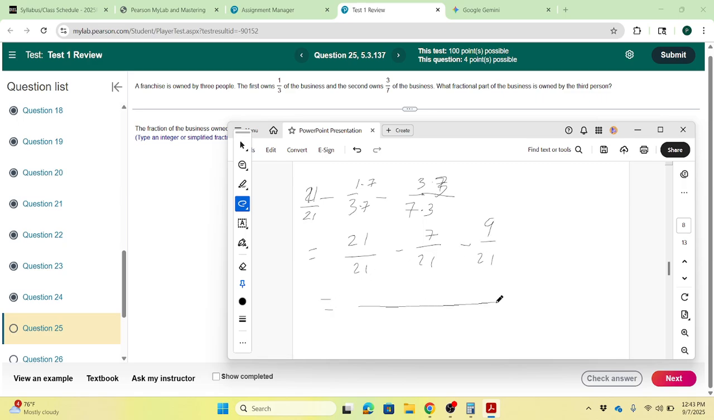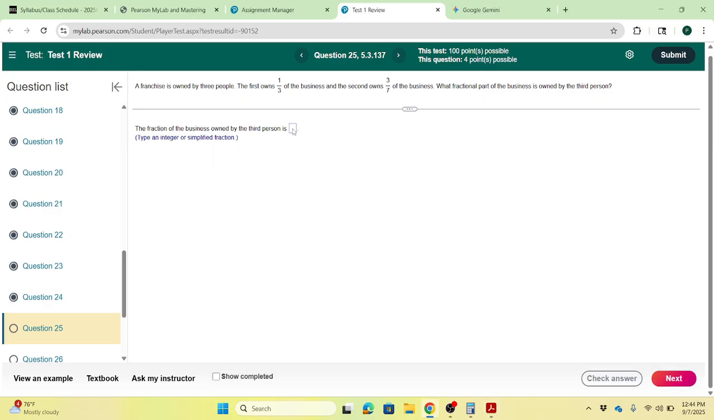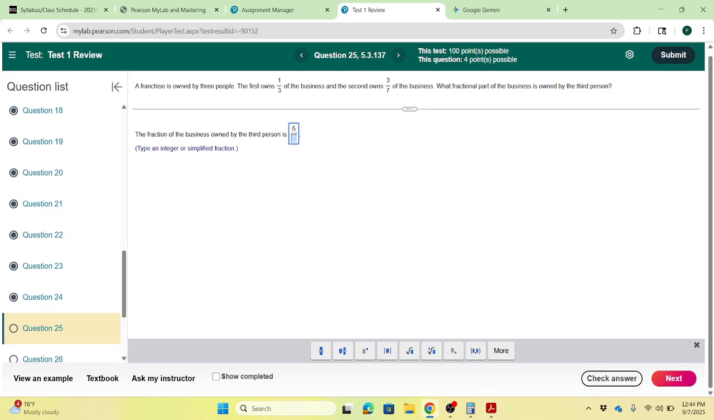To subtract a fraction from a number, you have to convert everything to a fraction with the same denominator. And now you can subtract the top part like this. 7 plus 9 is 16. 21 minus 16 is 5. It's 5 out of 21, and this is already simplified. So it's a 5 out of 21 fraction.